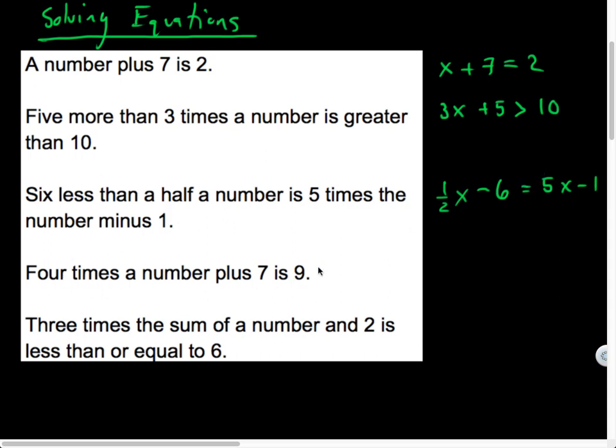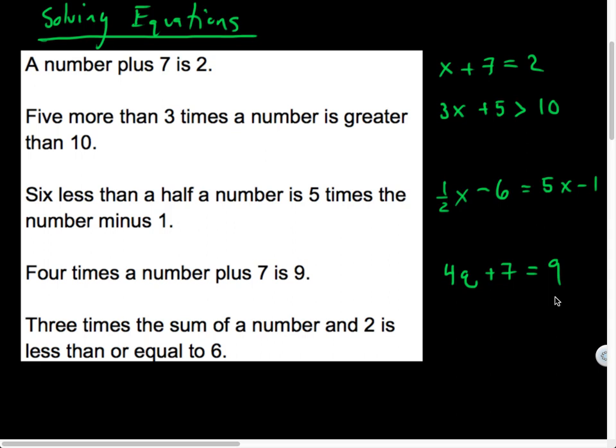Let's see, this next one's a little bit easier. 4 times a number. So 4, I'll use a different variable this time. How about q plus 7 is 9. Okay, so 4 times a number plus 7 is 9, not bad. And this last one, 3 times the sum of a number and 2.